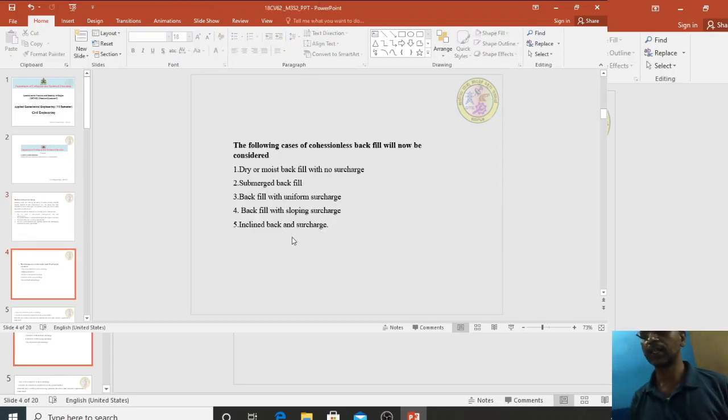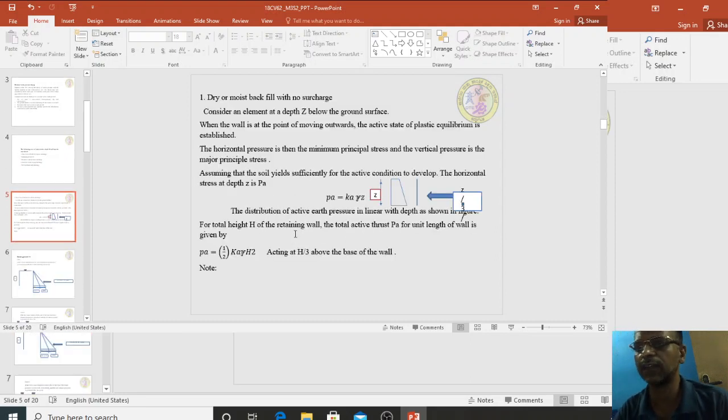The following are the cases of cohesionless backfill which will be considered. So I am considering here 5 cases: dry and moist backfill with no surcharge, submerged backfill, backfill with uniform surcharge, backfill with sloping surcharge, and inclined backfill with surcharge. So consider the first one, dry and moist backfill.